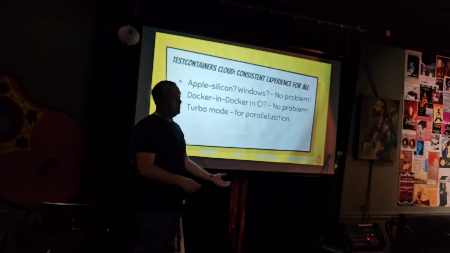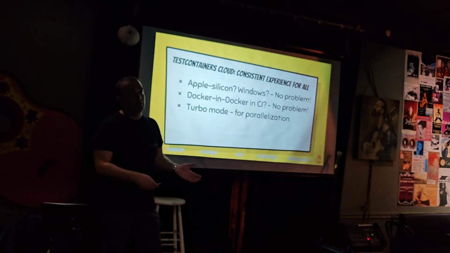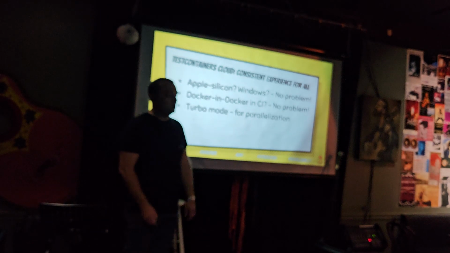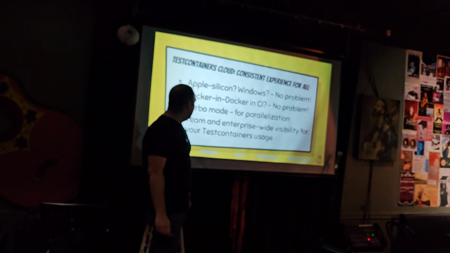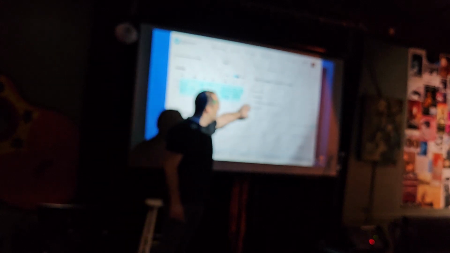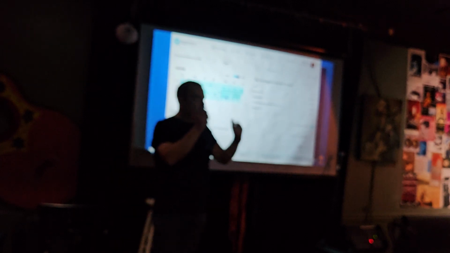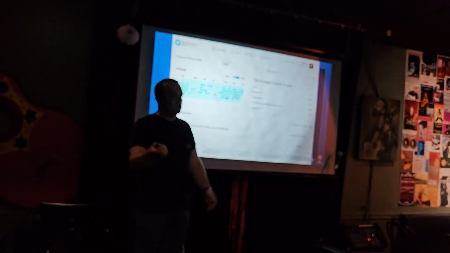Turbo mode: when you're running your Testcontainers-based tests, we can give you many more machines than just your local machine. And then team and enterprise visibility into what you're doing. You get this beautiful dashboard that gives you more insight into each individual test run. You can see what containers are being used on your team. So if someone is testing with Cassandra 3 and the organization is trying to move from Cassandra 3 to Cassandra 4, you can see who's testing with what. And you can see a lot more visibility into your whole team's and enterprise usage.